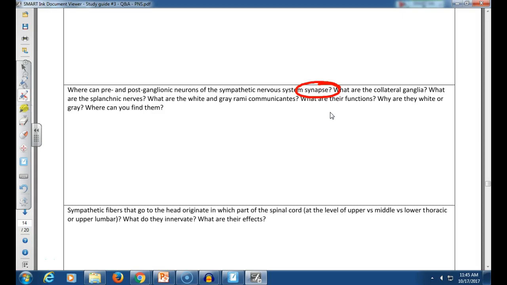Where they can synapse. Remember we talked about different levels? They can synapse at the same level in the sympathetic trunk, on a different level on the sympathetic trunk, and in the peripheral ganglia. We good? In the collateral ganglia. Splanchnic nerves: nerves that are formed by sympathetic and parasympathetic fibers. White and gray rami communicantes. Preganglionic fibers enter the sympathetic trunk through white rami communicantes. Postganglionic fibers leave the sympathetic trunk through the gray rami communicantes. Why white or gray? Because of myelination.